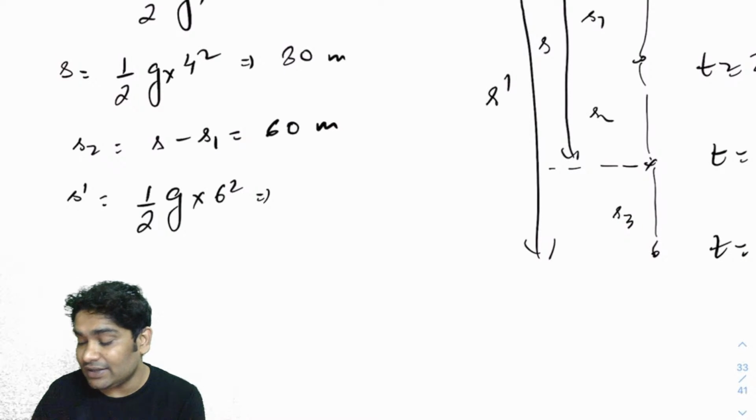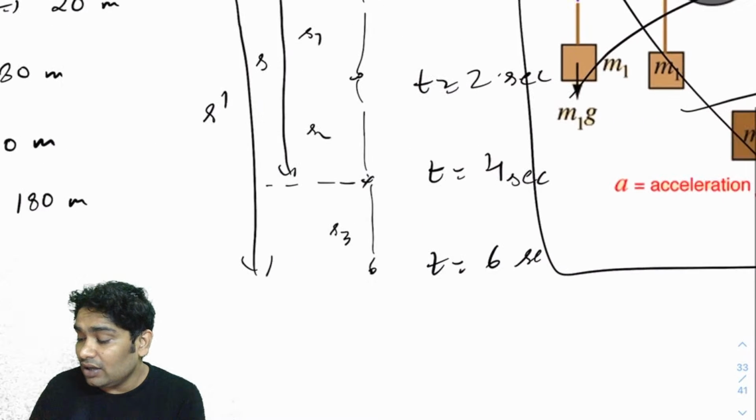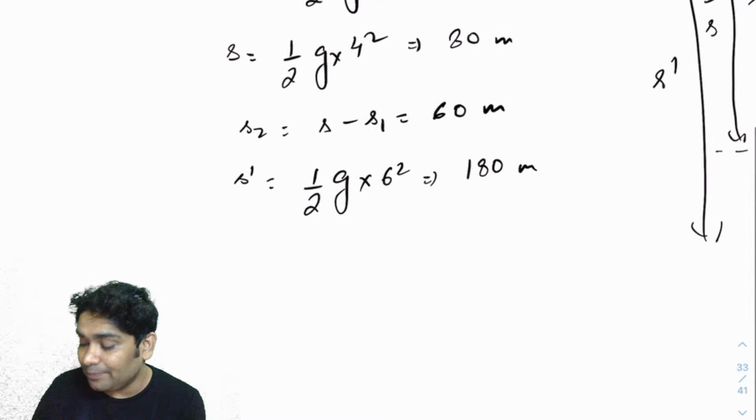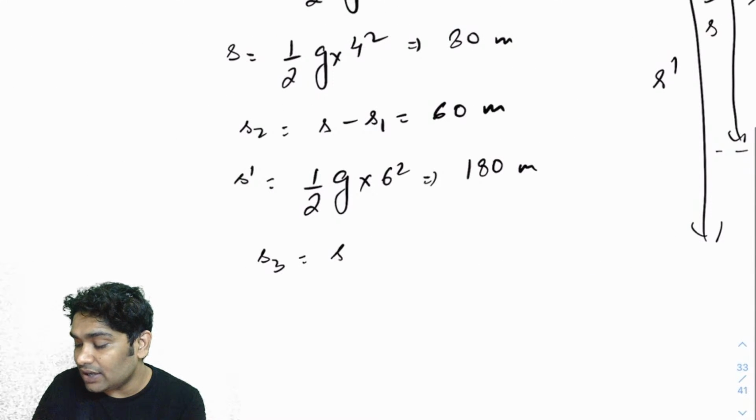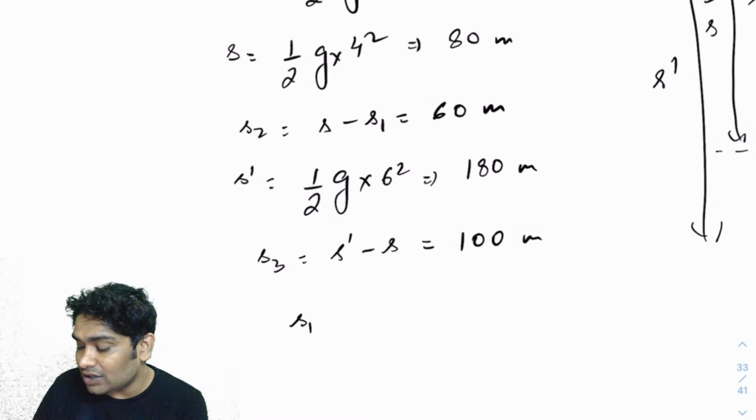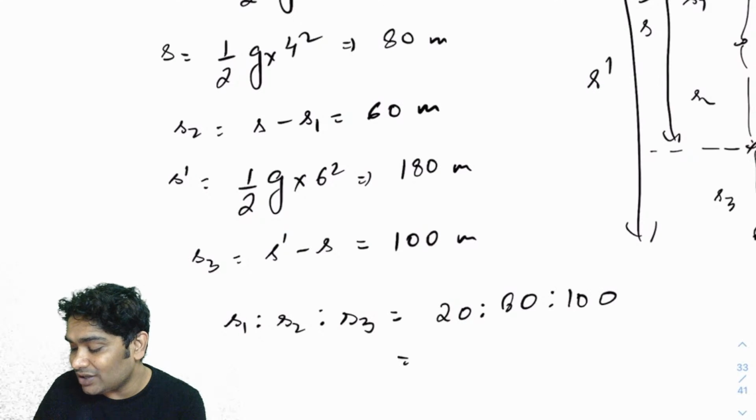So that is 36 by 2, 18, and into 10, 180 meters. And if I can subtract S from S dash, then I'll get S3. S3 equals S dash minus S. So 180 minus 80, so that is 100 meters. So now S1 is to S2 is to S3 is nothing but 20 is to 80 is to 100, which is 1 is to 4 is to 5.